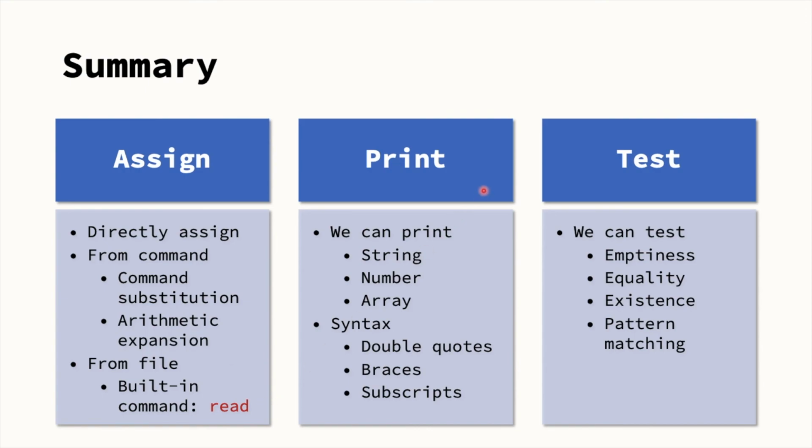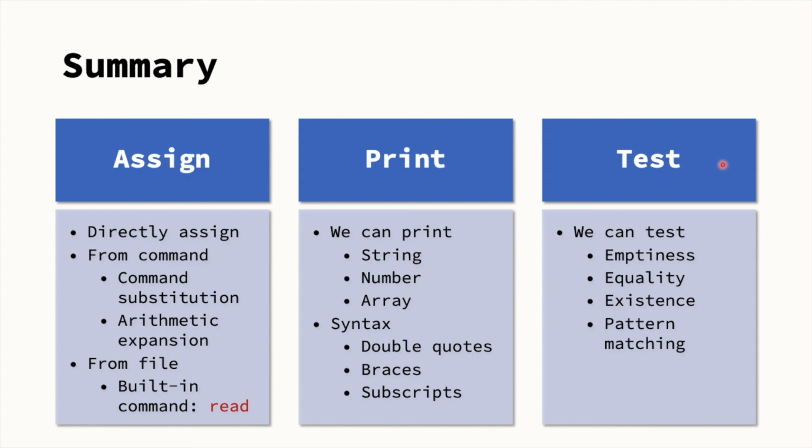Then comes the printing part. The strings, numbers, and arrays are the most common types we can print. And in most situations, I recommend using double quotes when printing their contents. And sometimes you may need braces when variable names cause confusion. For array elements, use a number subscript like 0, 1, 2, etc. to access a single element, while using the at symbol or star symbol for all of them.